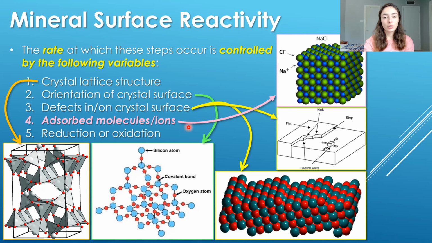The fourth rate controlling factor is adsorbed molecules or ions. Now, we talked about this a little bit earlier, referring mostly to water adsorbing to the mineral, but other molecules and ions can also adsorb to the mineral's surface depending on the reactivity of its surface, because obviously minerals have reactive surfaces.